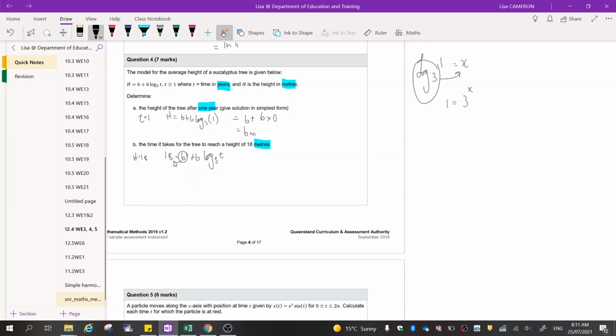First thing I'm going to do is take this 6 across by subtracting. So now I've got 12 is equal to 6 log 3 of t. Take this 6 across by dividing by 6. So now I'm left with 2 is equal to log 3 of t. Capture this log and take it across by making it 3 to the power. And now I've got 3 squared is equal to t. Therefore, t is equal to 9 years.